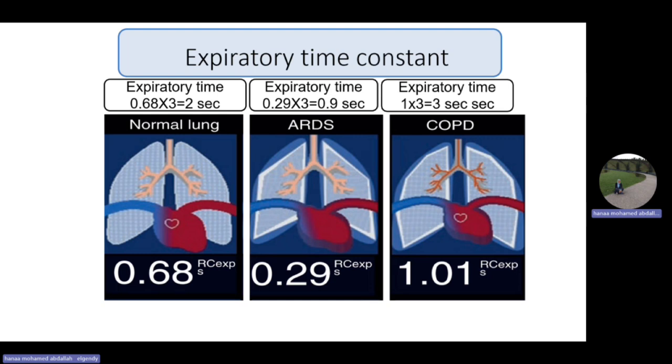In normal patients, it's around 2 seconds. In ARDS patients, it might be 0.9 or 1 second. In COPD patients, it might be 3 or 4 seconds. Also, from the expiratory time, we can calculate the respiratory rate. How? We divide 60 seconds by the inspiratory plus the expiratory time, so we will have the acceptable respiratory rate for this patient. With a normal expiratory time of 2 seconds and an inspiratory time of 1, the total cycle will be 3 seconds. 60 over 3, so the respiratory rate accepted for the patient is 20.